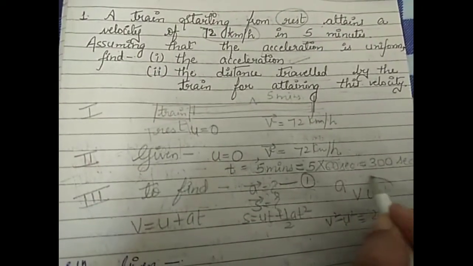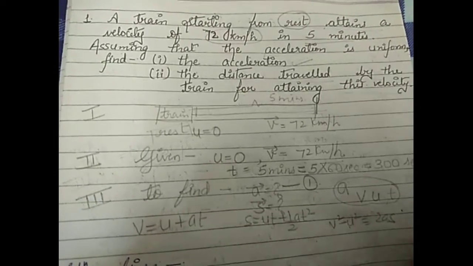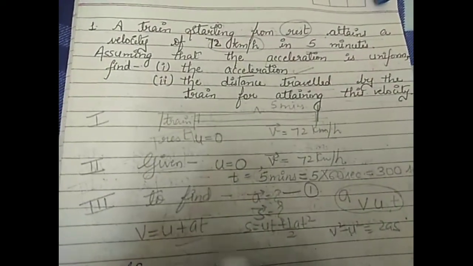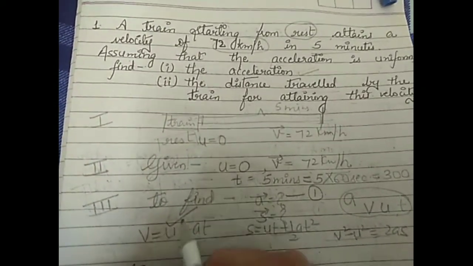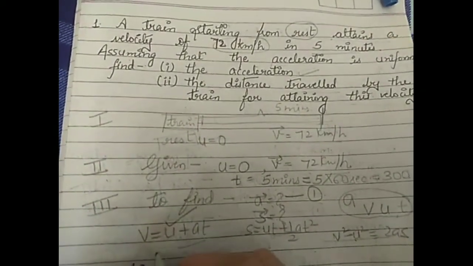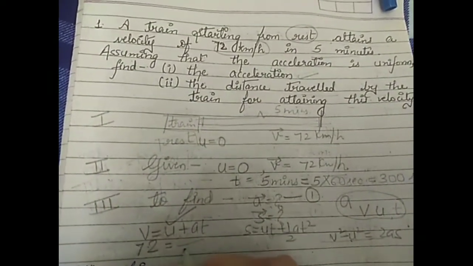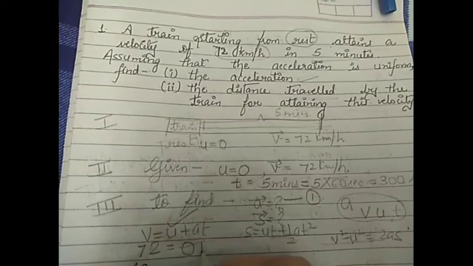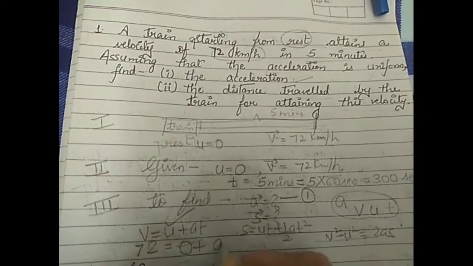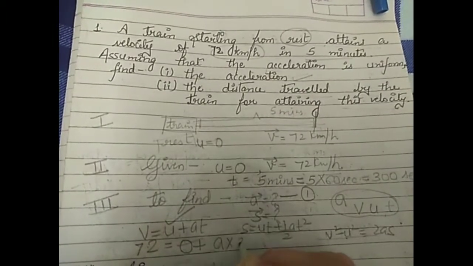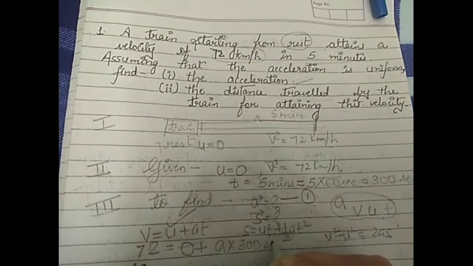Out of the three equations of motion, which one seems suitable for the things given to you? The first one, of course, the first one is suitable. So v, what do we have? 72. What do we have for u? 0. What do we have for a? a we need to find out. Very good. Time is 300 seconds.